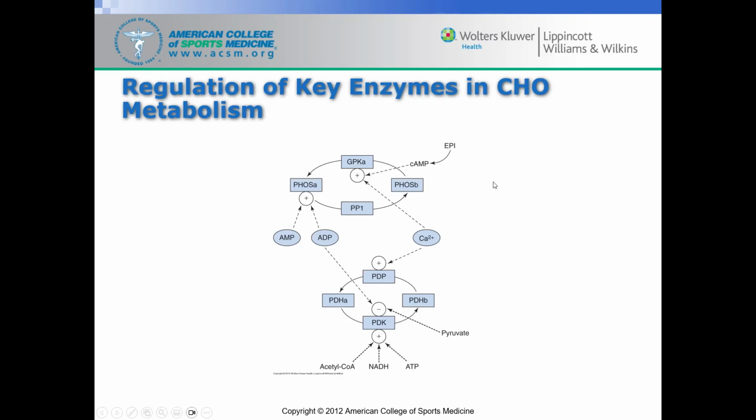Now, this is just kind of an overview of the regulation of certain enzymes in carbohydrate metabolism. So under stressful conditions like exercise, for example, you have increased epinephrine, stimulates cyclic AMP, which causes an entire cycle of glycolytic activity to occur. So you're going to increase glycolysis. On the flip side, if you have a lot of acetyl-CoA, NADH, ATP, you don't need as much glycolysis. So these things can actually inhibit something like phosphofructokinase and slow down glycolysis.